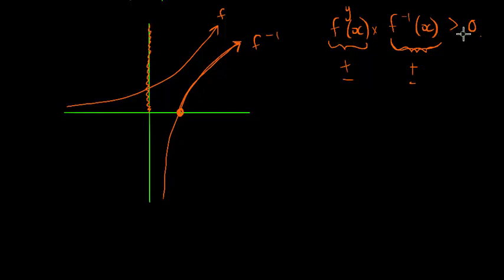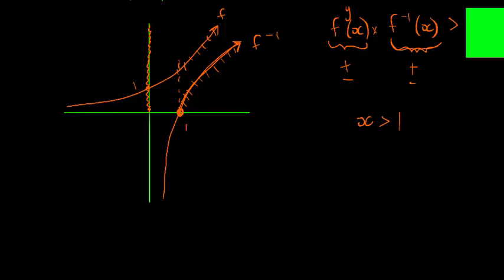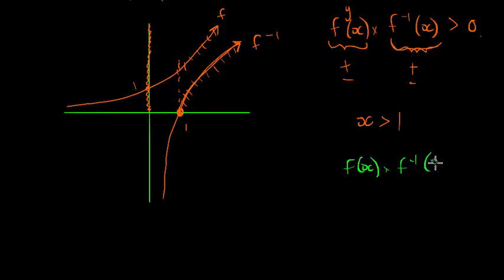This would probably be the point 1, because that's usually the point 1. So in other words, when will this be true? When x is greater than 1, because then both of them are above the x-axis. From here on, both of them are above the x-axis. If they ask when is f of x times the inverse of x less than 0, it means one of them must be positive and the other one is negative.